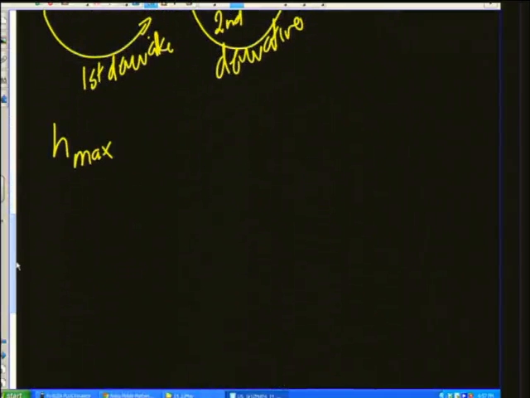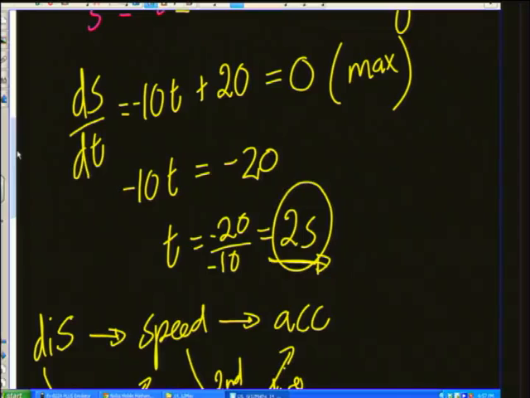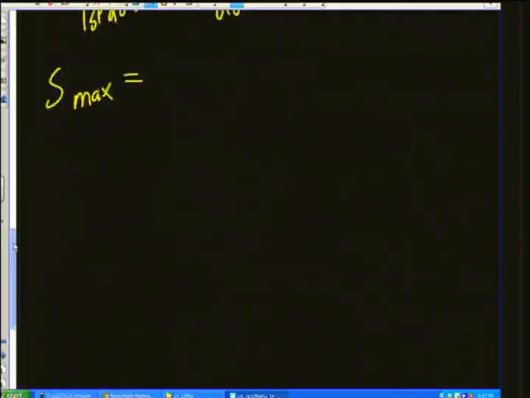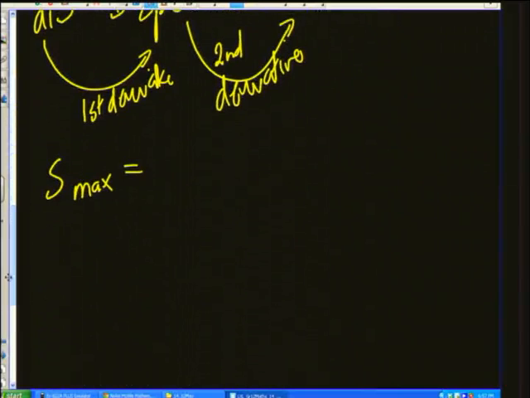Height maximum, or S maximum, let me not use new notation. S maximum is going to be the original equation. What was the original equation? Let's go and look at it. It was minus 5t squared plus 20t. Sorry, minus 5t squared. So the maximum distance, or the maximum height that we're looking at, minus 5t squared, was it plus 20t? Plus 20t, I think it is right, plus 20t.